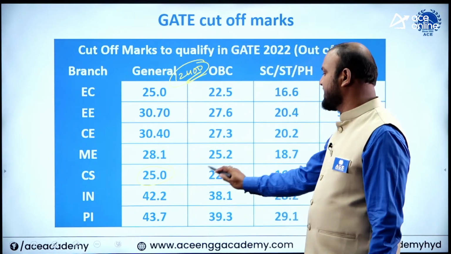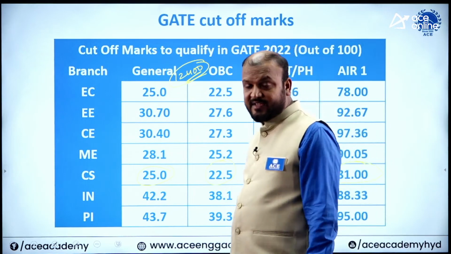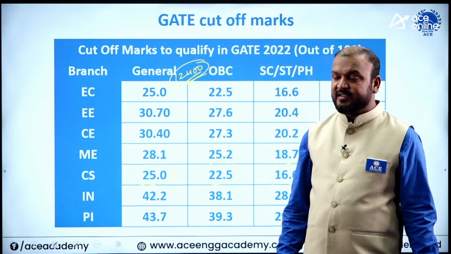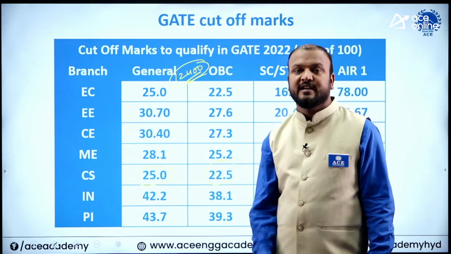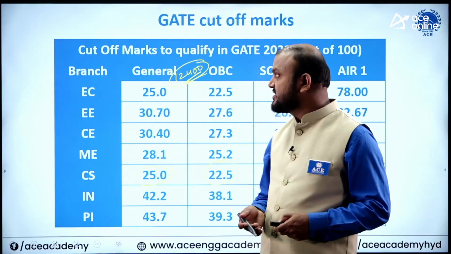Suppose you are OBC or SC/ST, that cutoff is very, very low out of 100. But just think about it. Can't you get 25 marks out of 100? Just think. It is very easy if you have a proper strategy.